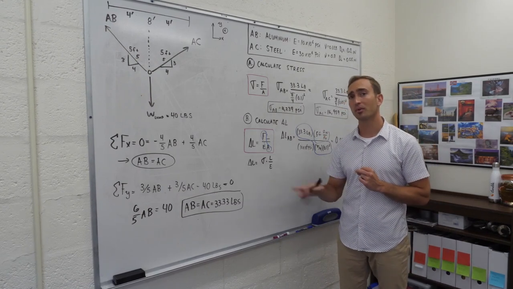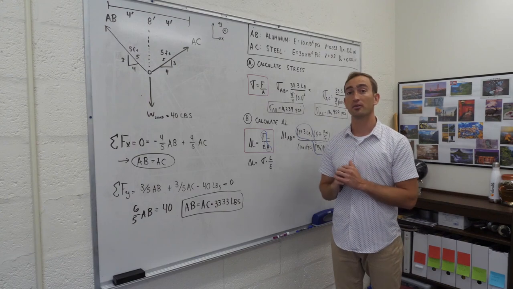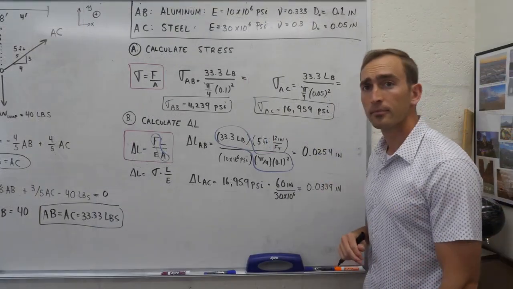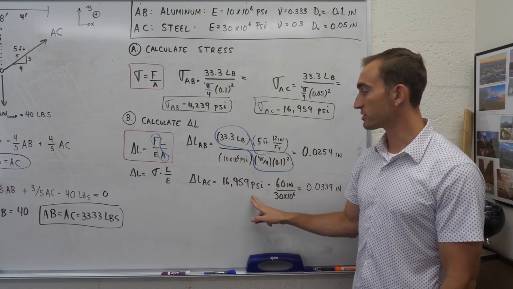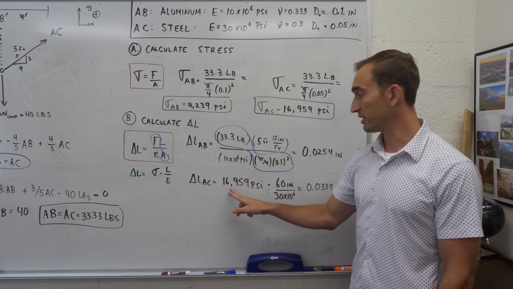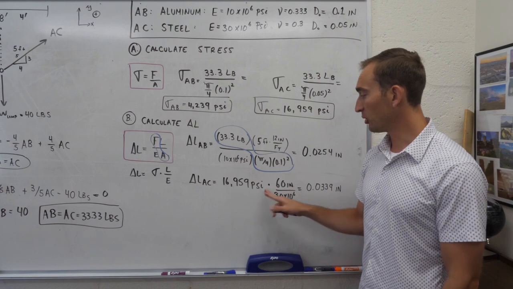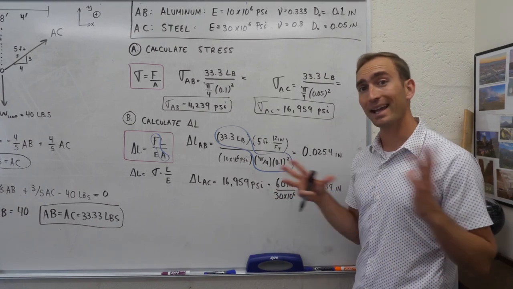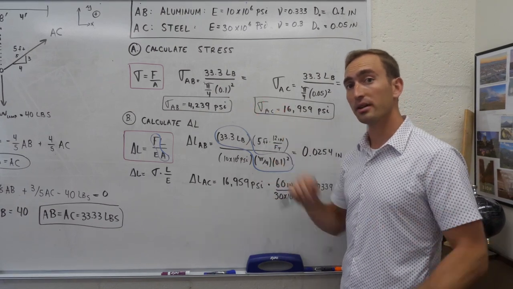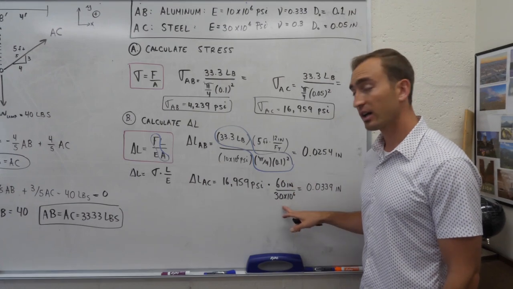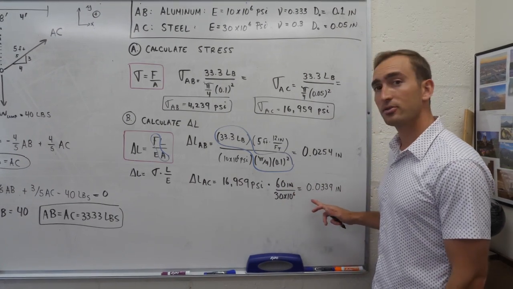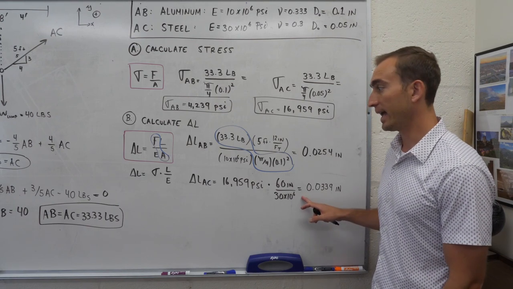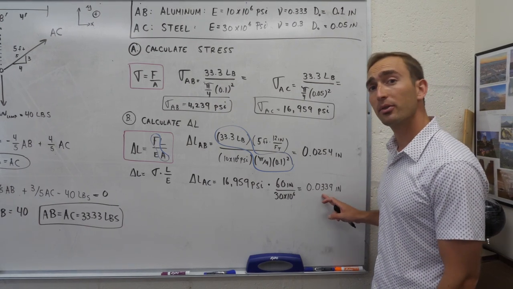So I'll set it up with this equation for cable AC and we'll solve for the change in length. By setting the equation up that way, what you can see I did was take the stress of cable AC, 16,959 psi, and multiply that by 60 inches, which is the length of the cable in inches, divided by the Young's modulus, 30 times 10 to the 6th. When we do that, we get that the total change in length of cable AC is 0.0339 inches.